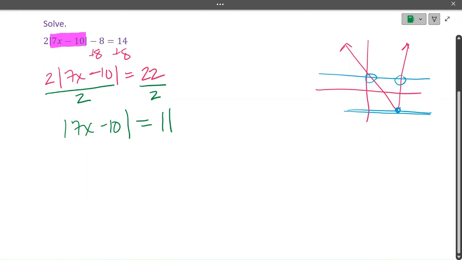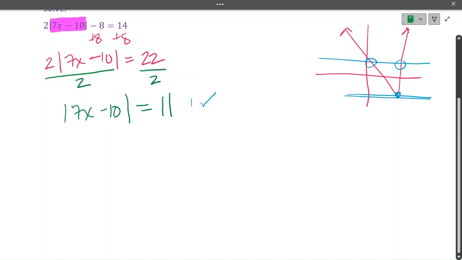Now, this is where we do a quick check. Does our equation, absolute value, equal a positive number? The answer is yes, it does. 11 is positive. Remember, only positive values come out of absolute value. So if you had a negative number here, that means there's no solution. All right, since we do, let's go ahead and finish solving.